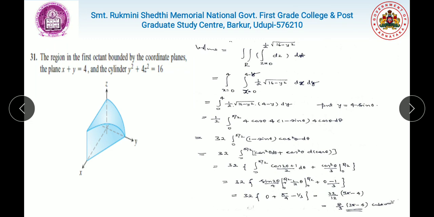Now put y equal to 4 sin theta, so that this could be simplified. Limits become 0 to pi by 2, and on simplification using the trigonometric relation, I will put cos square theta as cos 2 theta plus 1 by 2, and on integration you go through the steps given here one by one. Then you will find the answer as 8 by 3 into pi minus 4 cubic units.